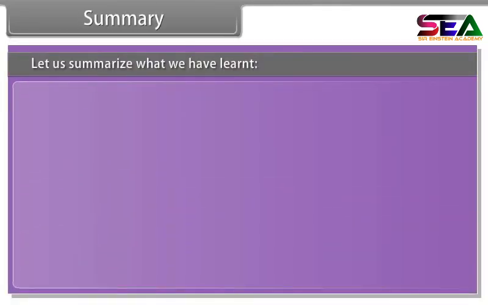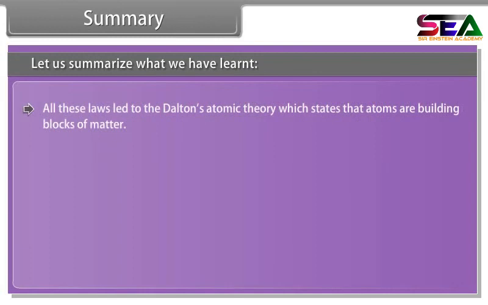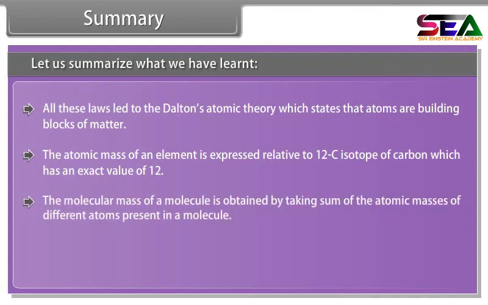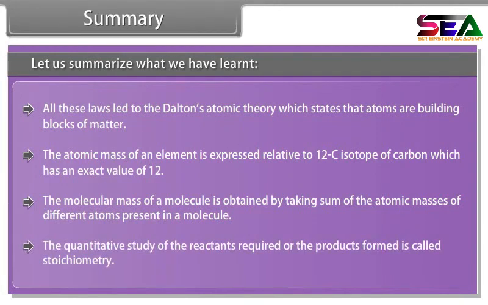Summary. Let us summarize what we have learned. All these laws led to Dalton's atomic theory, which states that atoms are building blocks of matter. The atomic mass of an element is expressed relative to the carbon-12 isotope of carbon, which has an exact value of 12. The molecular mass of a molecule is obtained by taking the sum of the atomic masses of different atoms present in a molecule. The quantitative study of the reactants required or the products formed is called stoichiometry.